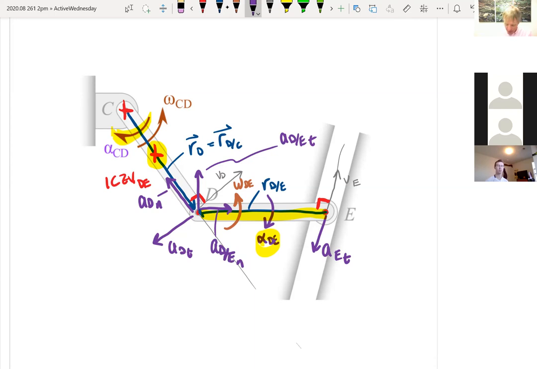All right, so this would be the full map of all of the acceleration terms. And like I said, I did include a few of the velocity terms, VD and VE, just in gray. Questions on this one?